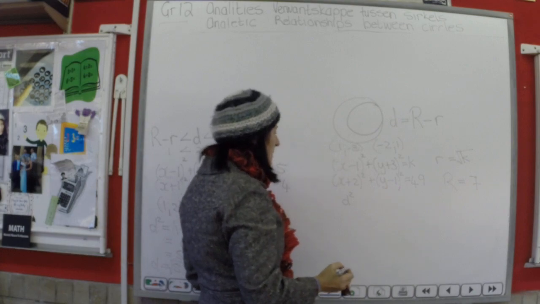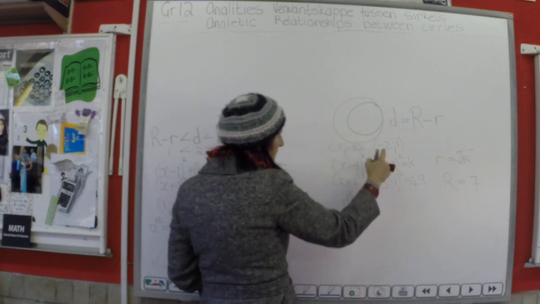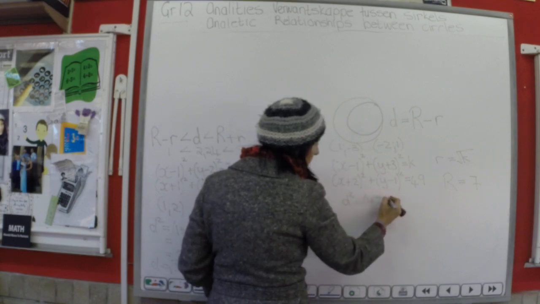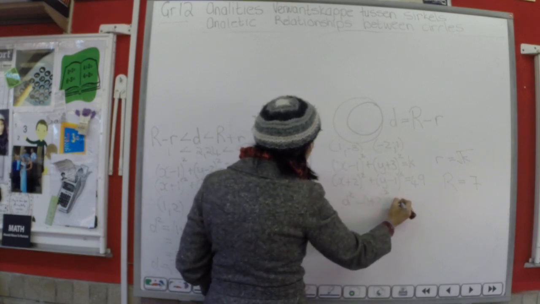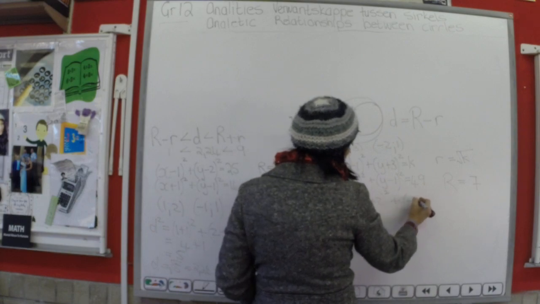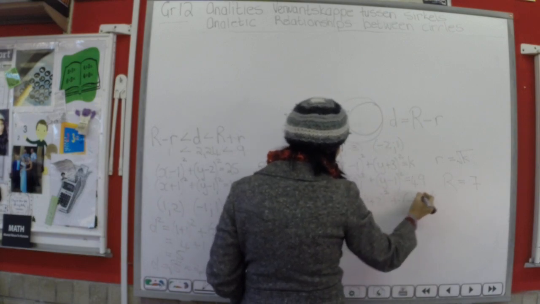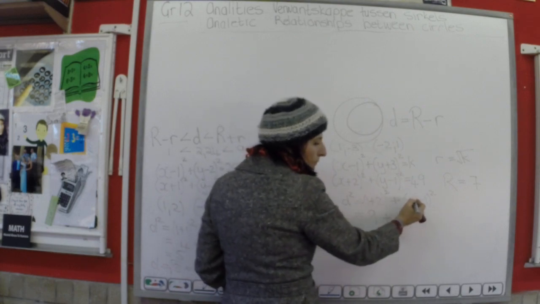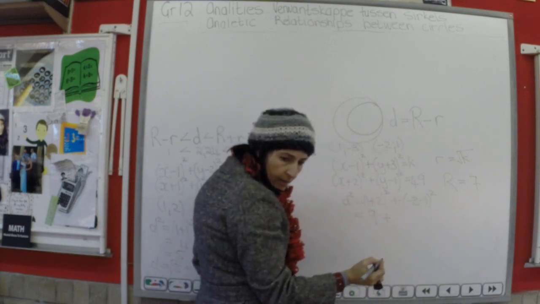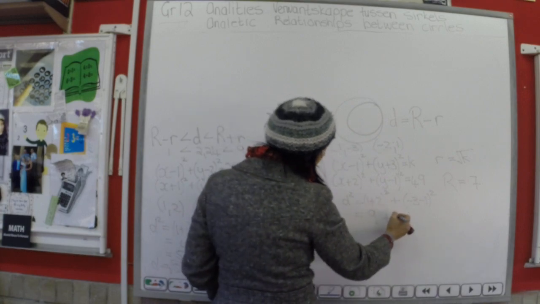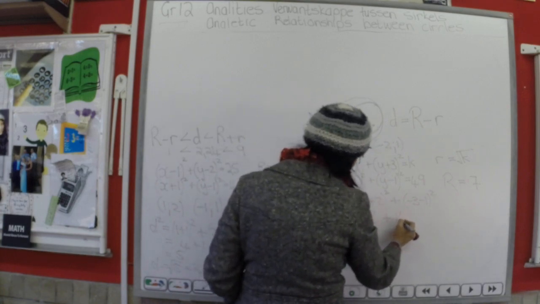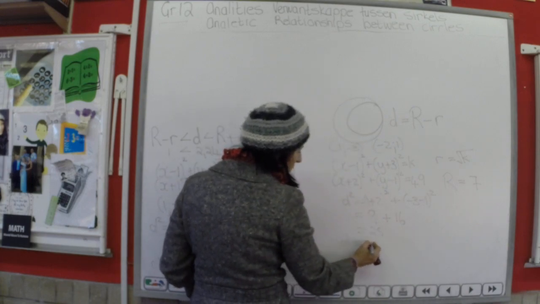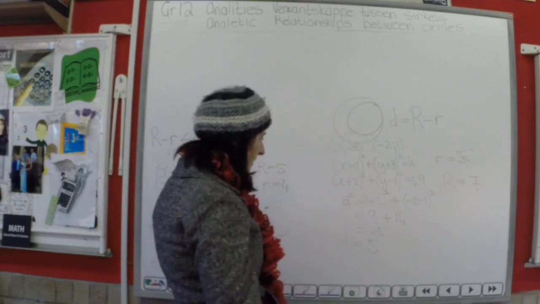So let's get the distance again. 1 min 2 se kwadraat plus minus 3 minus 1 se kwadraat. That gives us 3 squared, that's 9. Plus minus 4 squared, that equals 16. That gives me 25. So the distance between the two midpoints equals 5.